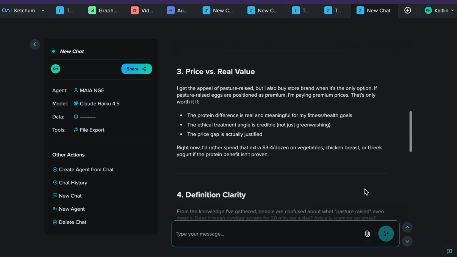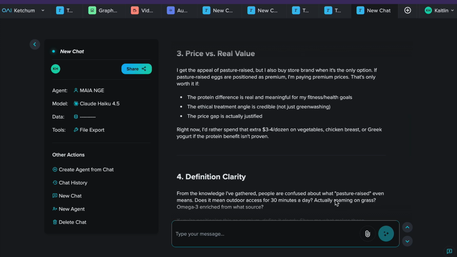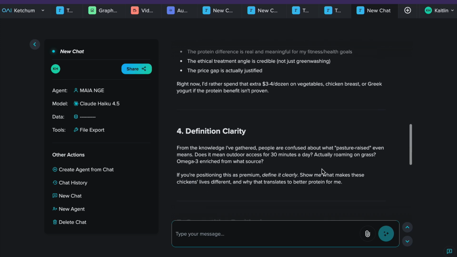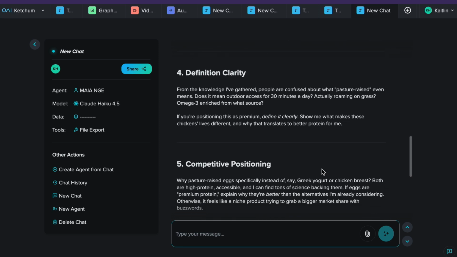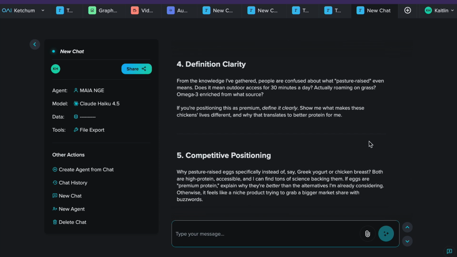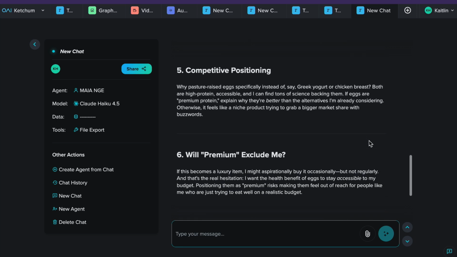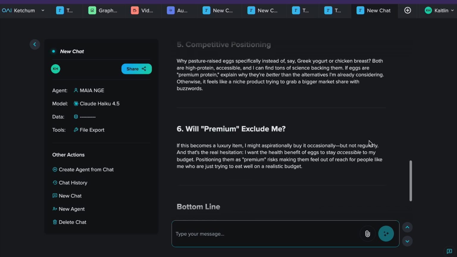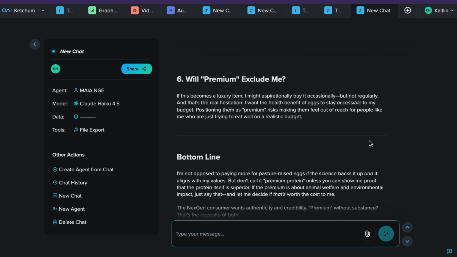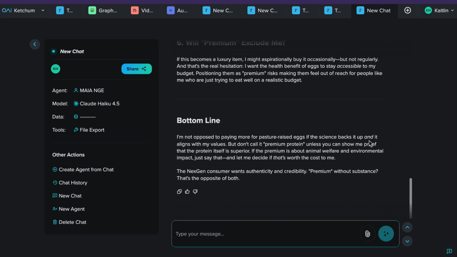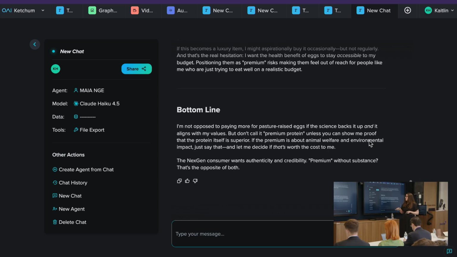And thank you, Devin, for price. She wants to know if the cost trade-off is going to be worth it. Is it really going to affect her protein intake? Is it really premium? And then definition clarity around what pasture-raised even means. I really like the competitive positioning, because she's like, why would I do that over Greek yogurt or chicken, with the same messaging? Her bottom line is, I'm not really opposed to it. If the science backs it up, I'm good with that. But if the premium is really about animal welfare or environmental impact, just say that and let me decide if that's worth it to me.